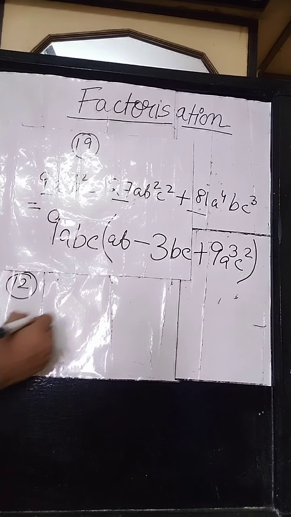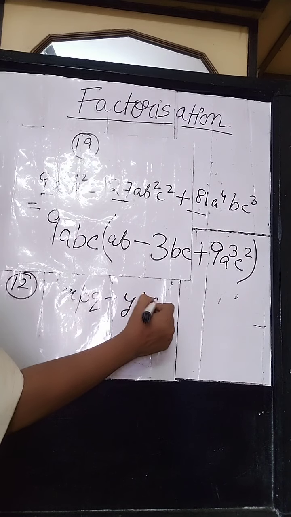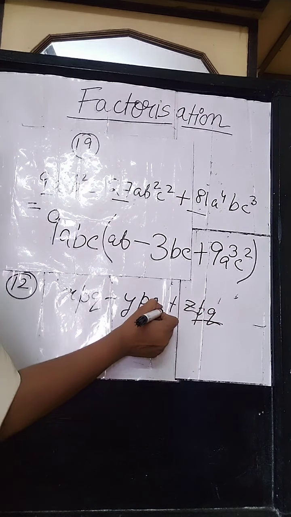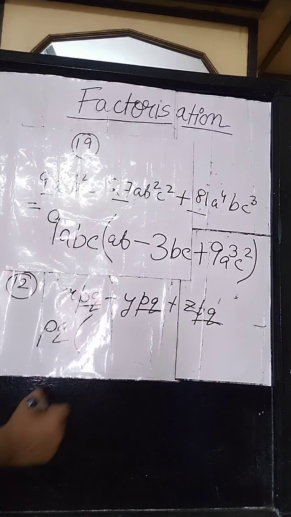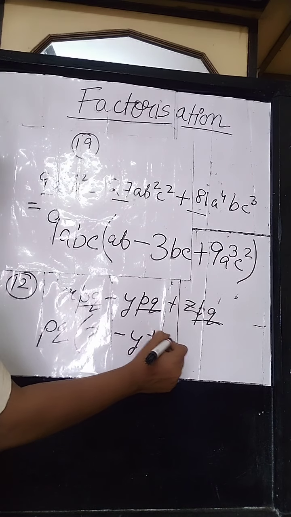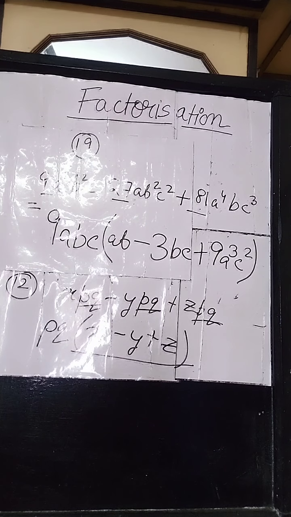XPQ, YPQ and ZPQ. XPQ minus YPQ plus ZPQ. As you can see, PQ is a common factor. So PQ we will take common outside the bracket, keeping it outside the bracket, and X minus Y plus Z will be remaining inside the bracket. So this will be the answer.